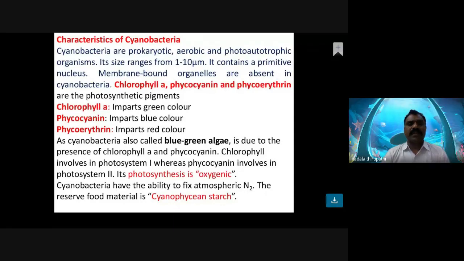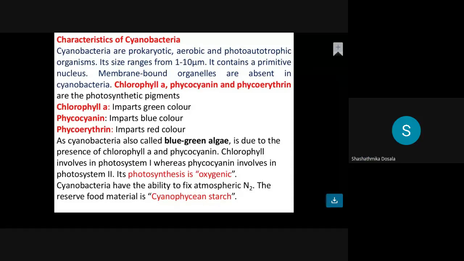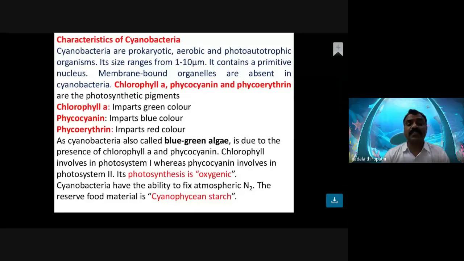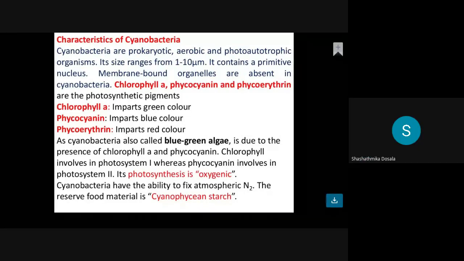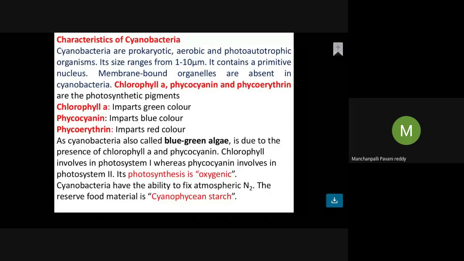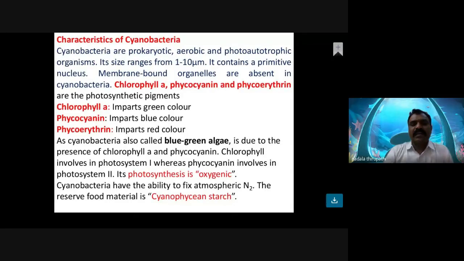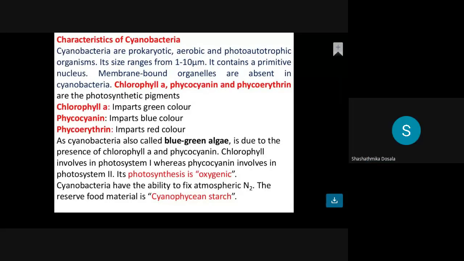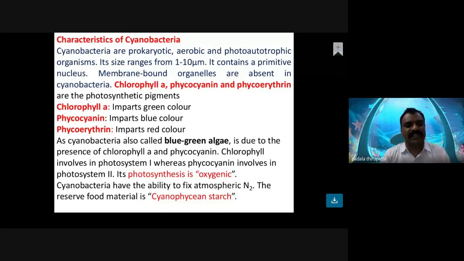These are the three pigments responsible for the pigmentation or color of the cyanobacteria members. Chlorophyll A is responsible for which color, my dear friends? Green color. Whereas phycocyanin, blue color. Then phycoerythrin, red color. My dear friends, remember here, erythrin: we know erythrocytes, RBC. Yes, good, excellent, my dear friend, excellent.